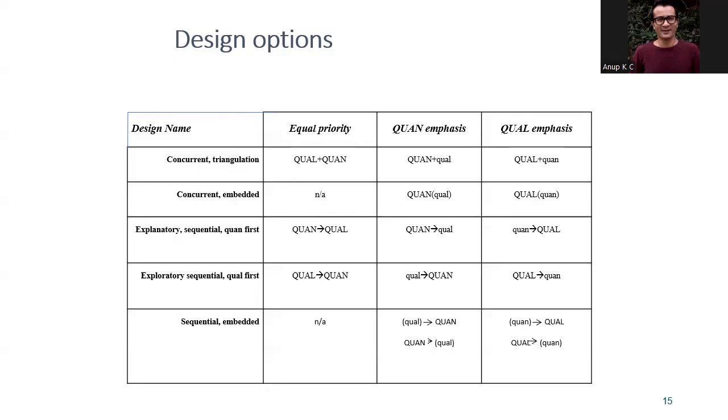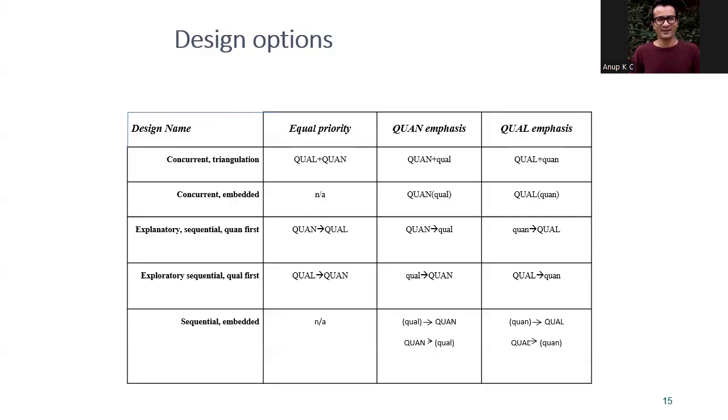And even in explanatory sequential, you do quant and then qual. Quant sometimes can be big, qual sometimes can be small. In some cases, qual can be small, quant can be bigger. So according to the priority also, it differs. So these are the different types of design. Sometimes you can give equal priority, sometimes you do not give them equal priority.